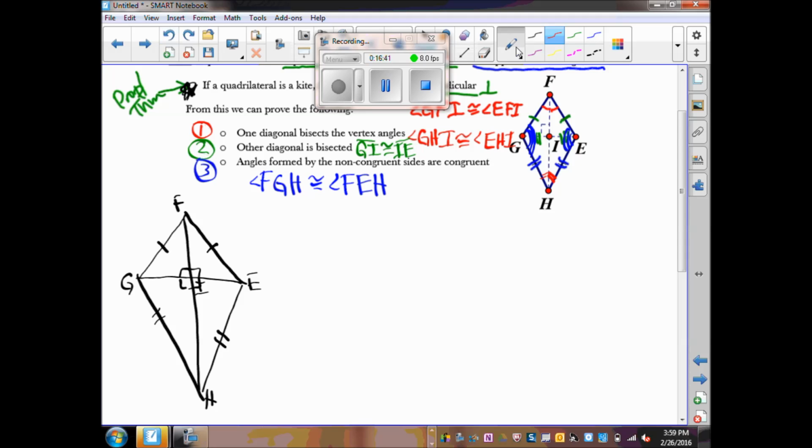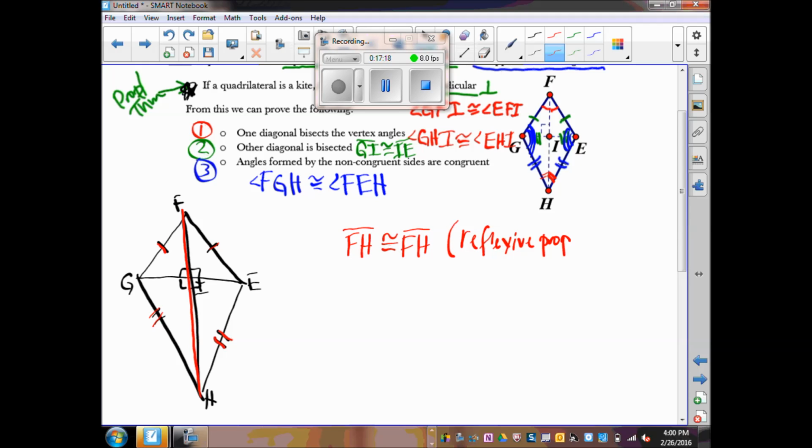So to show that those two triangles are congruent, so I'm trying to show that triangle FHG is congruent to FEH. We already have two chunks of sides that are congruent, so we could use side angle side, we could use side side side. So I'm going to go side side side because they both share FH, right? So we have FH is congruent to itself, which, as we know, is the reflexive property.